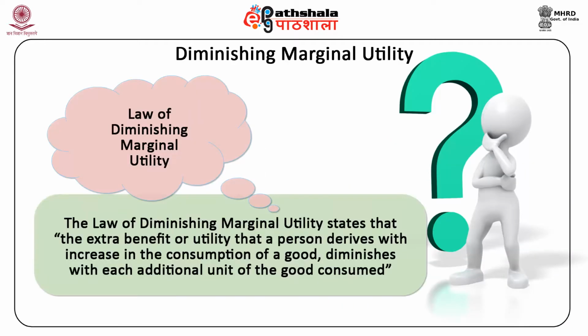The law of diminishing marginal utility states that the extra benefit or utility that a person derives with increase in consumption of a good diminishes with each additional unit of the good consumed.